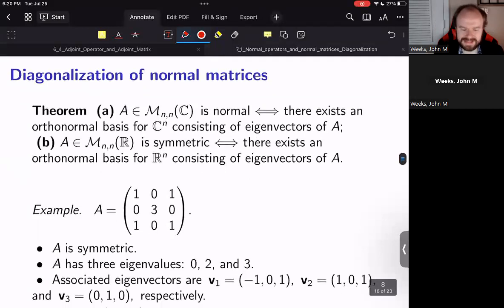So let's go through and see a couple more things here. Let's try and piece together a couple more pieces of the puzzle as we continue to build toward one of our big theorems for this week, which is going to be how we can diagonalize these matrices. We're still not quite there yet.